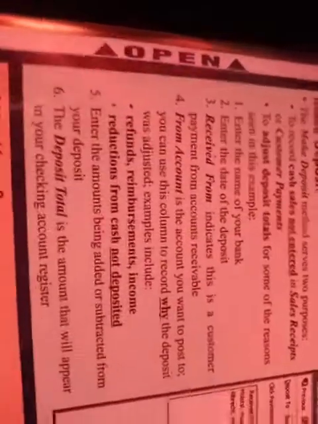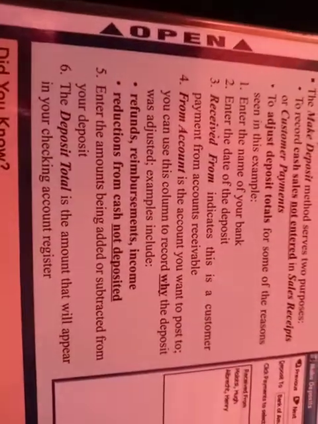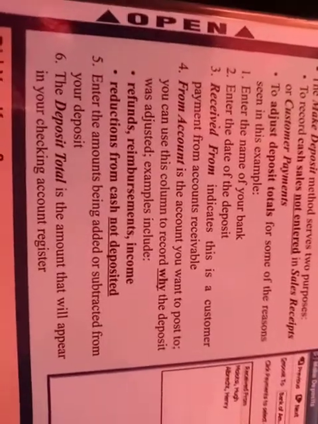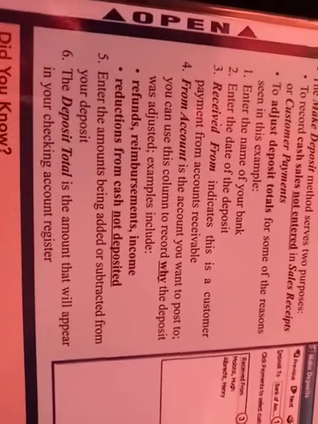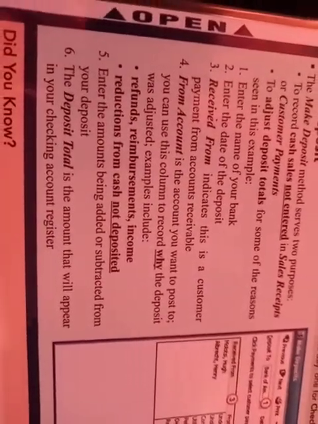4, from account is the account you want to post to. You can use this column to record why the deposit was adjusted. Examples include refunds, reimbursements, income, reductions from cash not deposited.